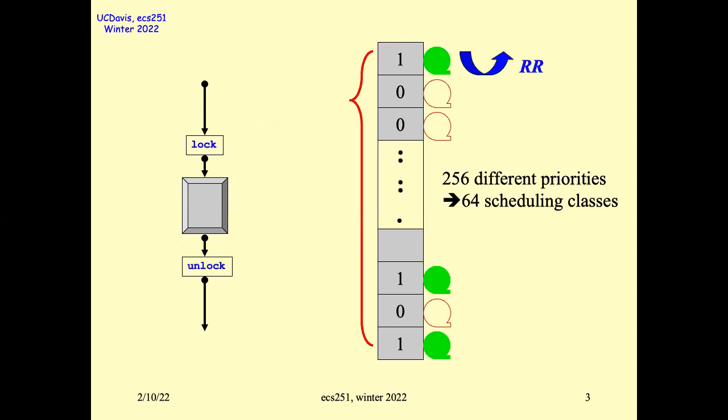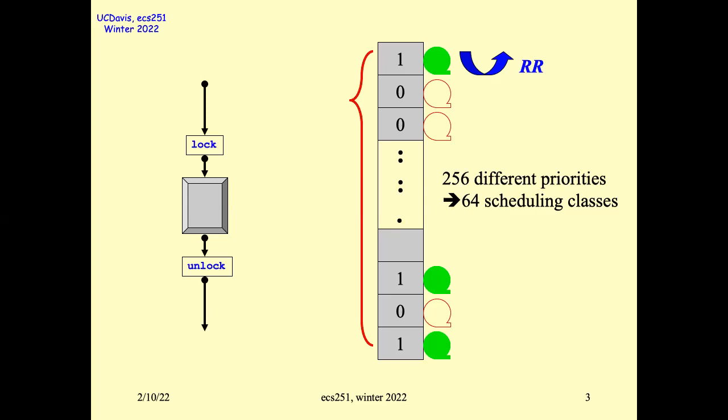So we talk about this picture, just to let you know. On the left of the slide is the typical notation I use to represent a critical section or mutual exclusion. Before I enter mutual exclusion, I do a lock, and when I exit, I do an unlock. Then on the right is a typical scenario for priority scheduling. This is the kernel design, for example, for FreeBSD. FreeBSD has 64 different priority classes.